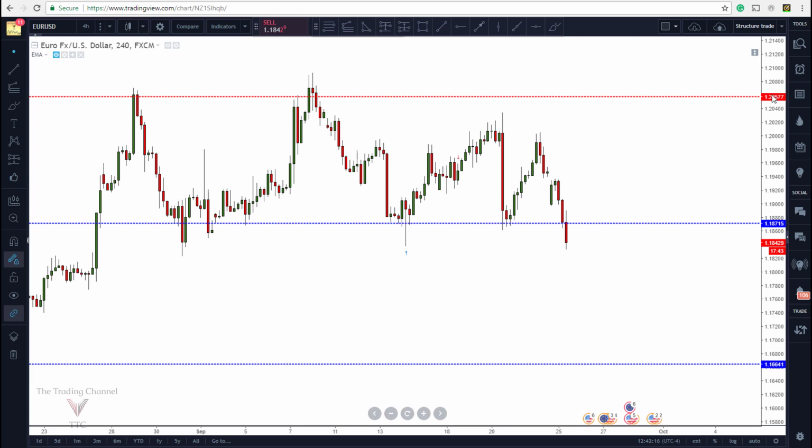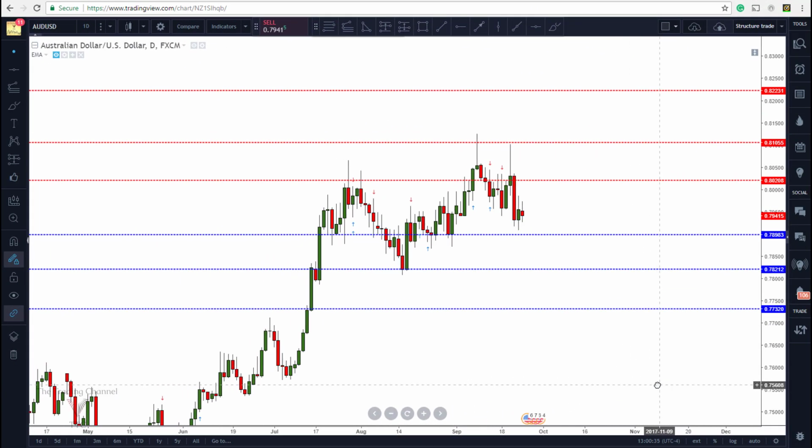Let's go ahead and move on to our next pair. Alright guys, so here we are on the Aussie dollar, the next pair we're going to take a look at. And what we'll do is go ahead and discuss the key levels of structure for this market.